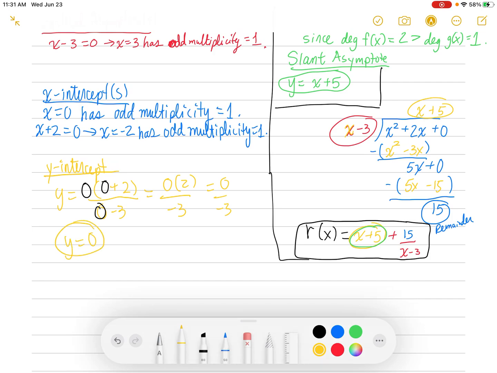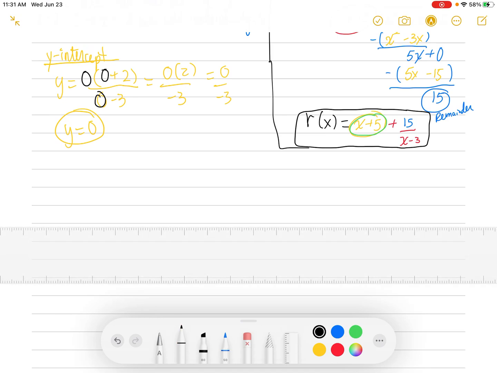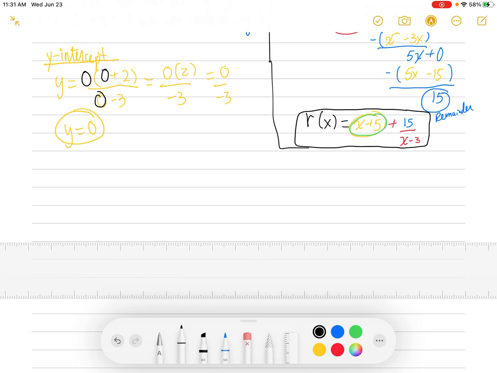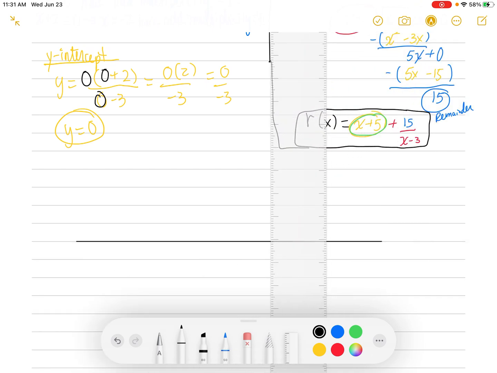So on top, we're going to get 0 times 2 over negative 3. That's just going to give us 0 over negative 3. 0 divided by anything else is 0. So y equals 0 is the y-intercept. Okay, I think that's everything we really need so far to begin our graphing. The basic ingredients.